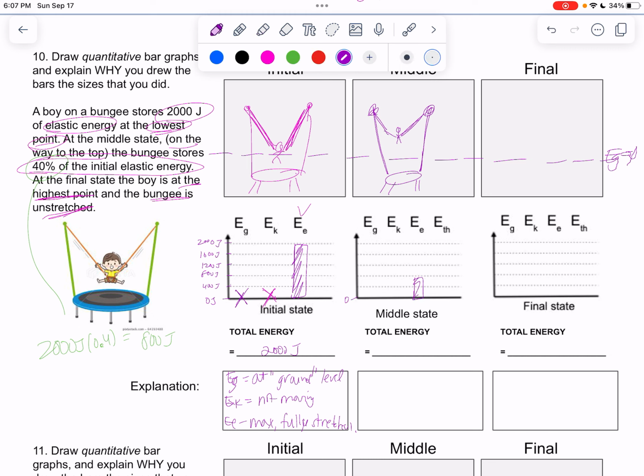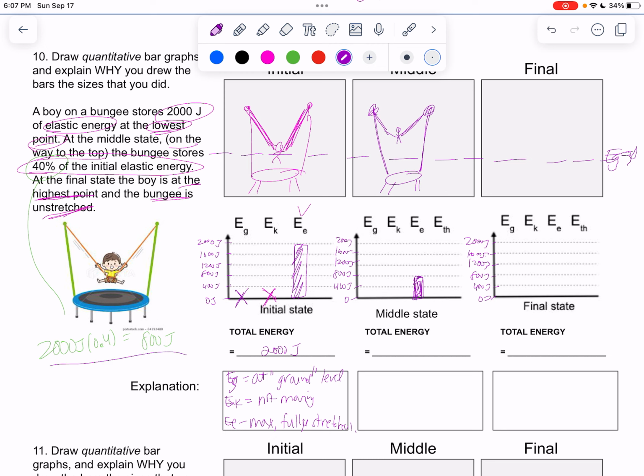Let's go ahead and label this 0, 400, 800, 1,200, 1,600, 2,000. Okay, so he's going to store some elastic energy. 50% would be half, so that'd be 1,000. So 40% has to be under 1,000. That's another way you can at least make sure you're on the right track.